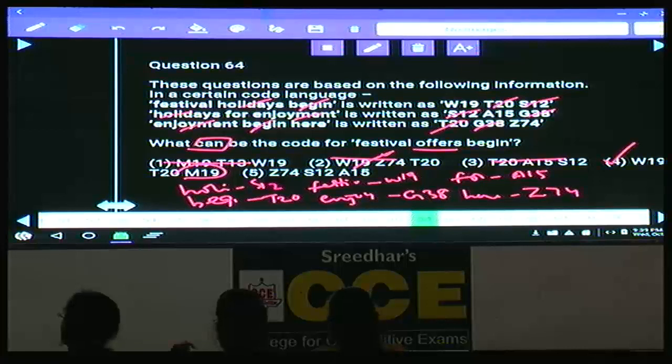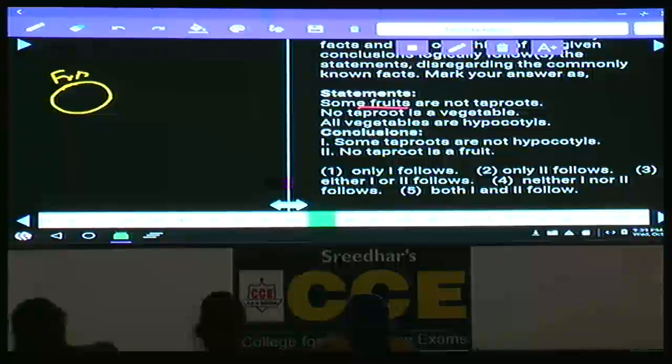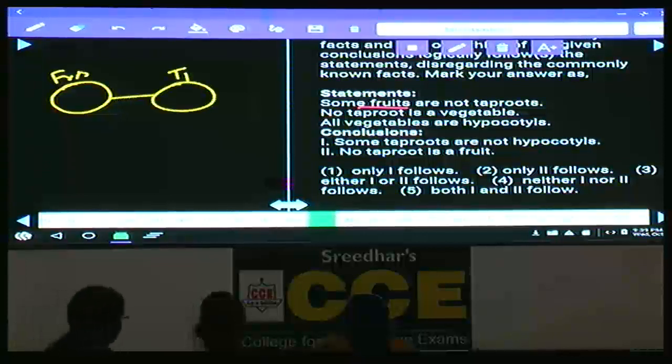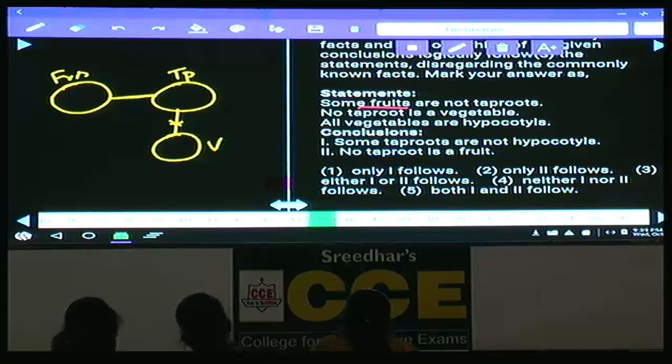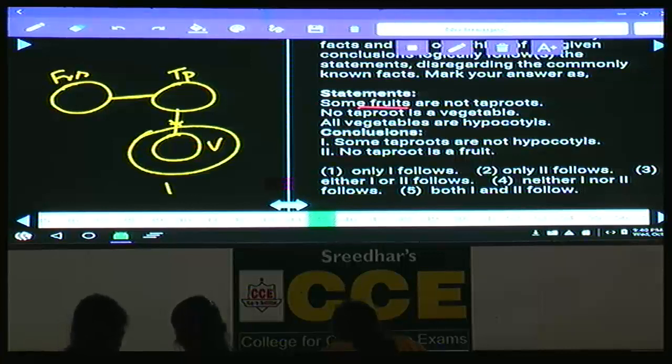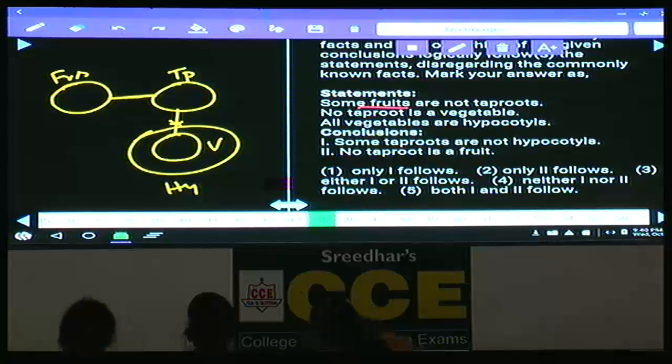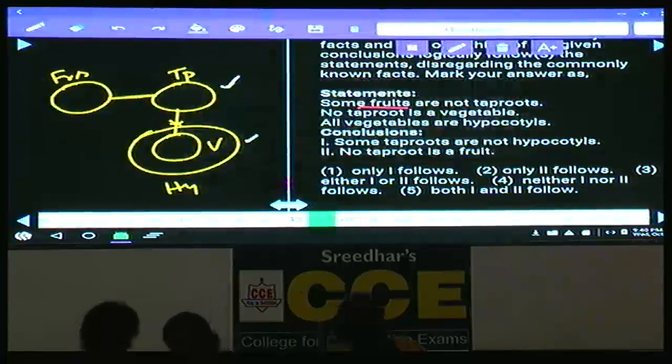Now question number 45, and which are not taproots. Whenever there is some not, we represent it with just a line, isn't it? In the basic diagram, some not is one and the same. No taproot is a vegetable, that means taproot and vegetable should not intersect under any circumstances. And all vegetables are hypocotyls. Then the first one: some taproots are not hypocotyl. Taproot is here and hypocotyl is here. As of now, no taproot is a hypocotyl, that is definitely true.